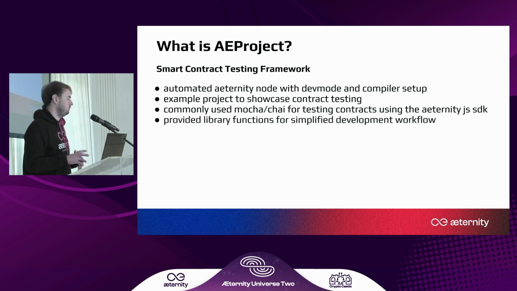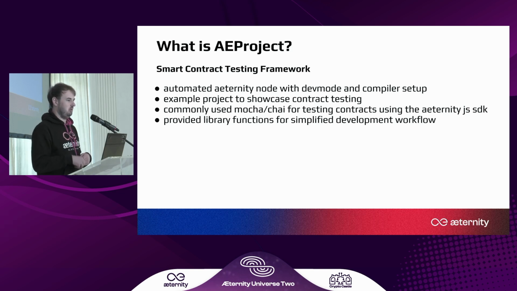And it also includes, as a last part of ÄProject, some library functions. So functions that help you as a developer use some things more efficiently, like how do I control the dev mode? How do I work with the Eternity node? Just so we do it in very few lines of code. It's the least overhead possible for you to care about the logic of your smart contract.